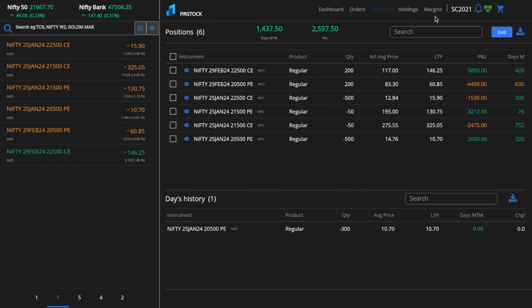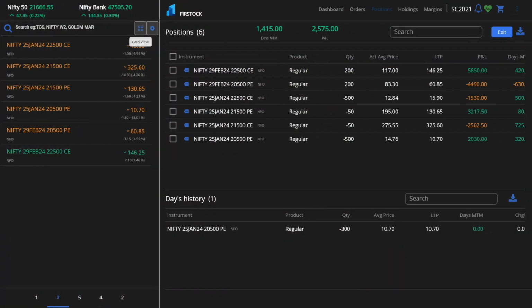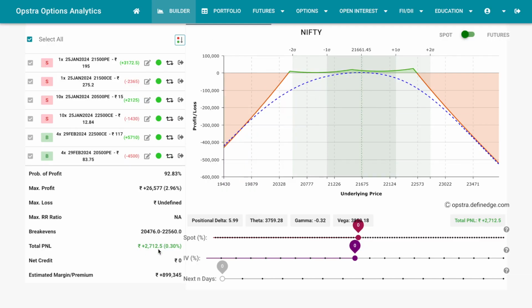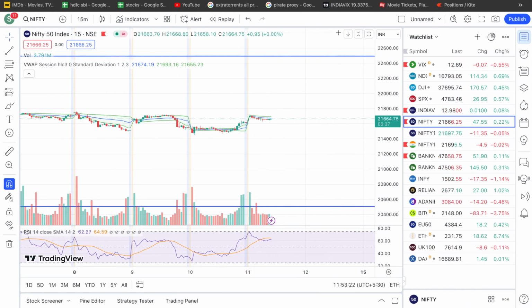Okay, so that's it for today's adjustments. I don't think we need any more adjustments for now, because we have decided break-even points of like 22,500 and 20,500. So that is what we are currently banking on. We are currently banking on this strategy.